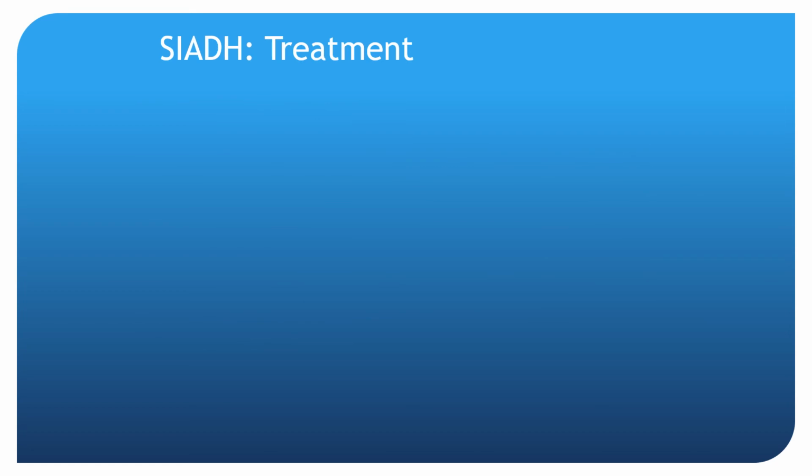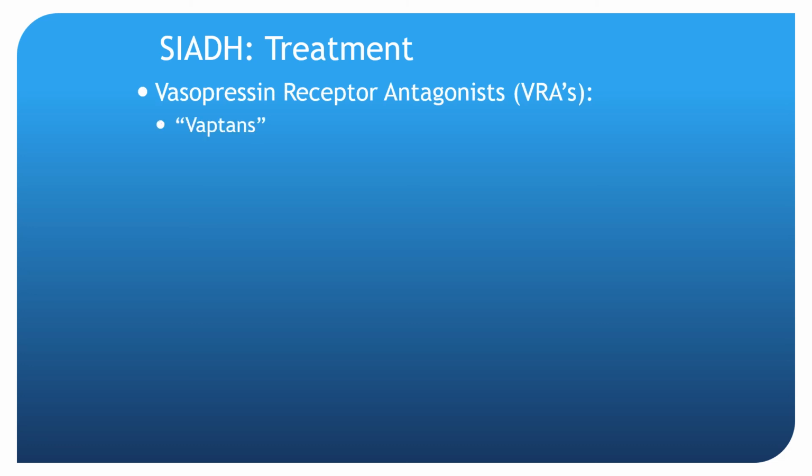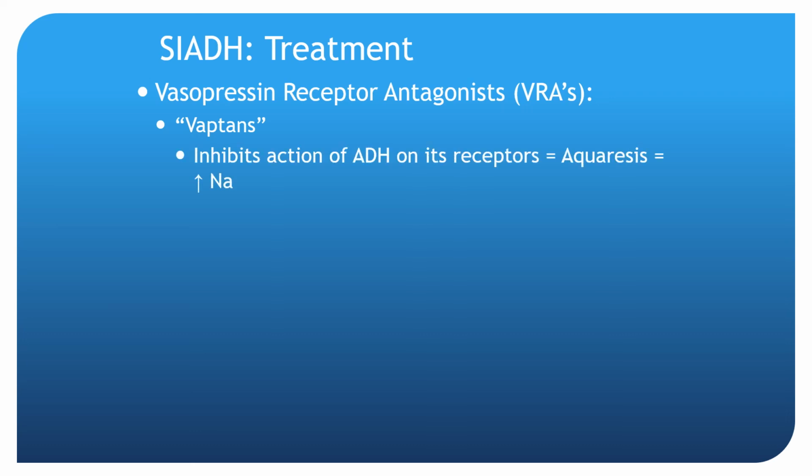Now for SIADH, I already discussed the treatment. Remember, treat the underlying cause, fluid restriction. However, I also just wanted to take a brief minute to discuss the medications. First, the vasopressin receptor antagonists, or VRAs, primarily the Vaptans. They work by inhibiting the action of ADH on its receptors, so it basically blocks ADH, which causes aquaresis, causes you to pee out everything, which is going to increase your sodium.